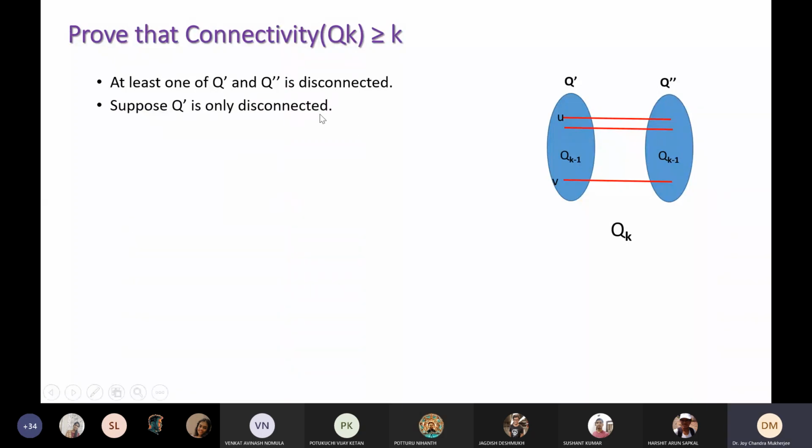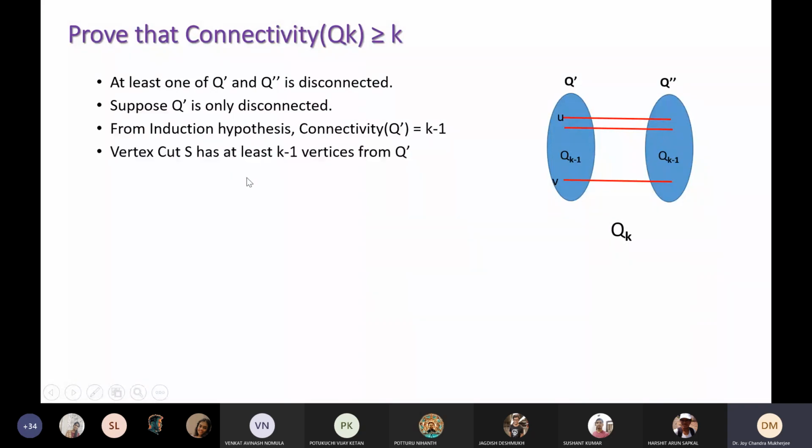Suppose Q prime is only disconnected. Without loss of generality, suppose Q prime is only disconnected. From induction hypothesis, since Q prime is basically QK minus 1, its connectivity is K minus 1, that we have got from this. So since Q prime is only disconnected, vertex cut S has at least K minus 1 vertices from Q prime.